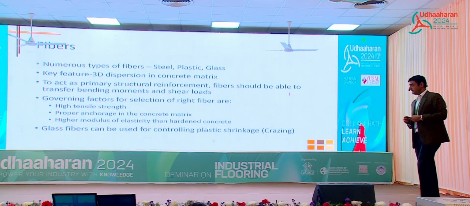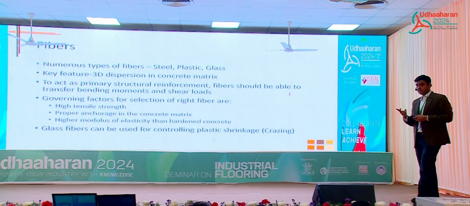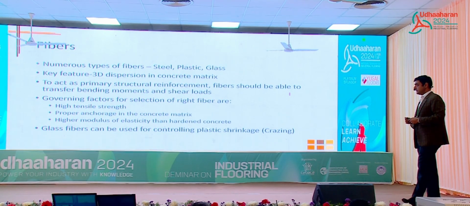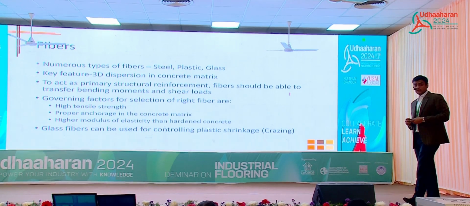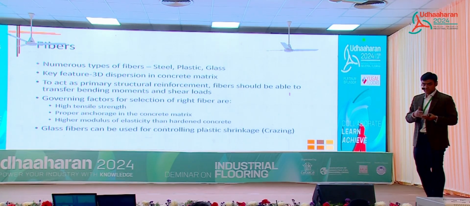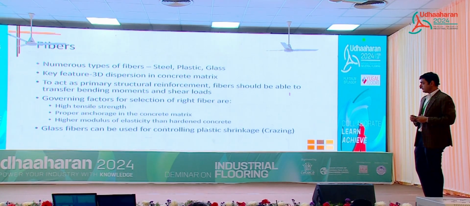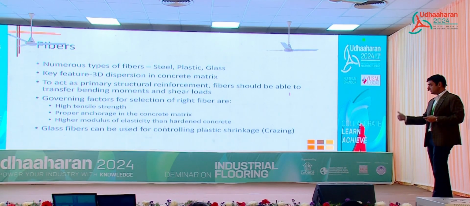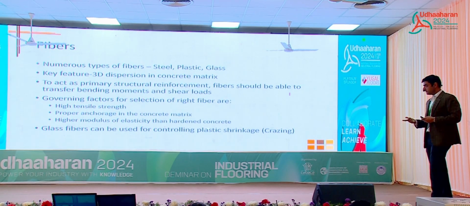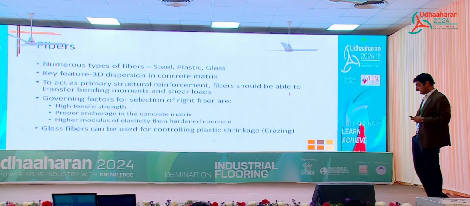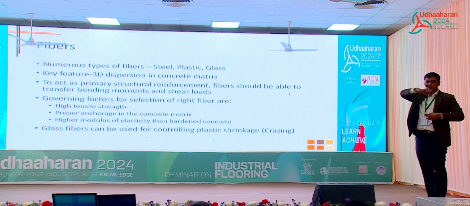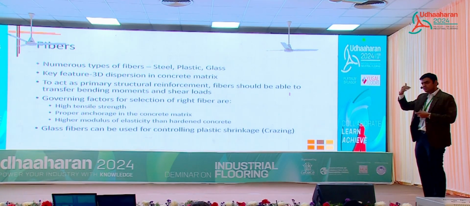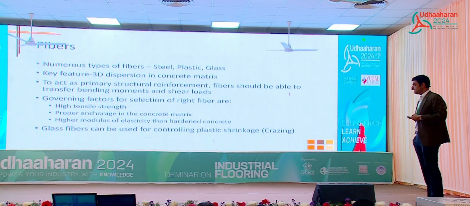Now, to act as a primary structural reinforcement, what is important is that your fiber should be able to transfer bending moment and shear loads, which, for example, glass fiber cannot do. Microplastic fibers cannot do it either, so they are not structural reinforcement. What they help you with is plastic shrinkage. What are the governing factors for selection of the right fiber? High tensile strength, proper anchorage, and a higher modulus of elasticity than hardened concrete. Glass fiber is a good product to use to reduce plastic shrinkage or crazing, like the cobweb sort of patterns that you see on the floor. You can reduce them, not eliminate them, by using glass fibers.